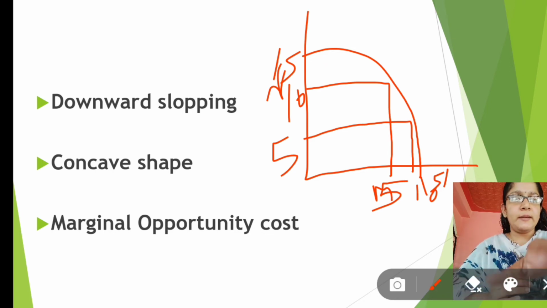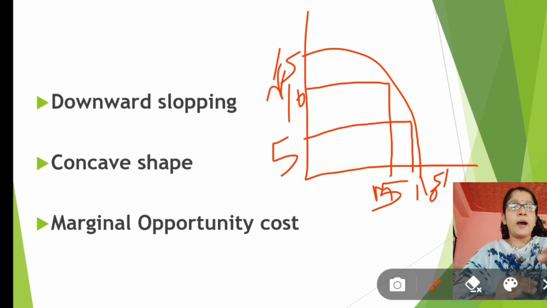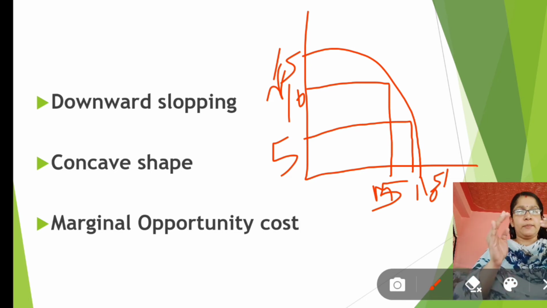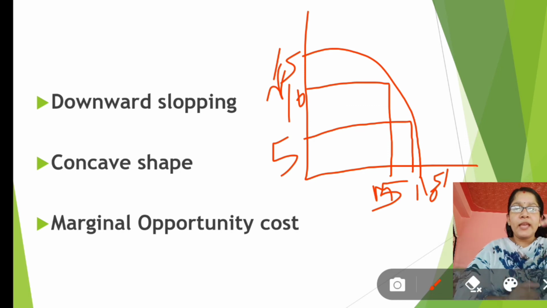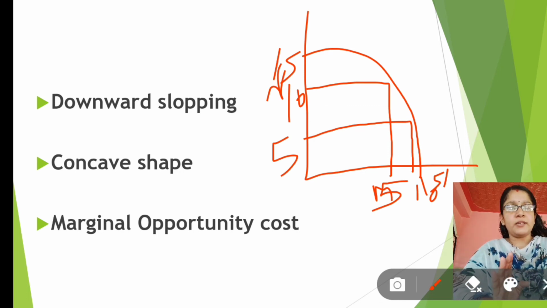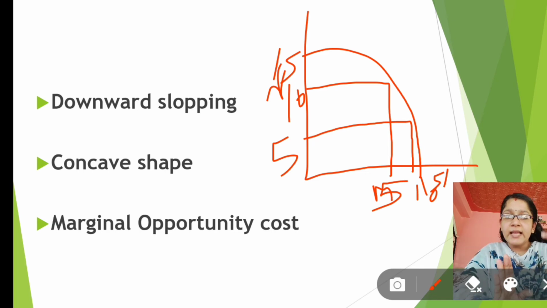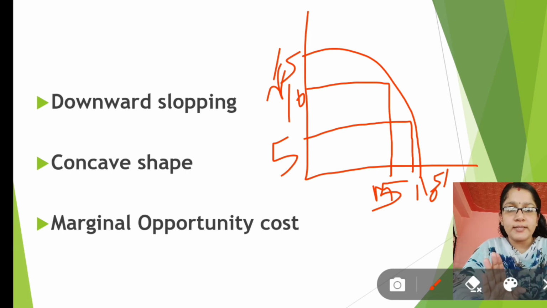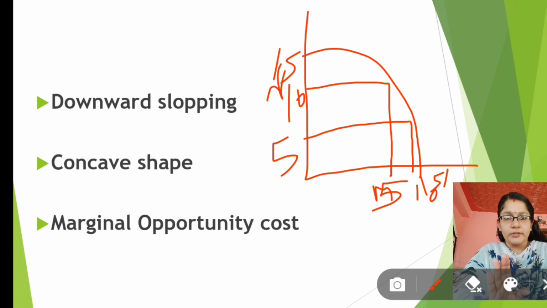I already said that a production possibility curve is concave shaped because the marginal opportunity cost is increasing. That means when we go to different kinds of combinations, the marginal opportunity cost is increasing. That's why the production possibility curve becomes a concave shape. If the marginal opportunity cost is decreasing, then the shape will change. Then the shape of the PPC, or production possibility curve, becomes convex. And if the marginal opportunity cost is constant, then the shape of the production possibility curve becomes linear.